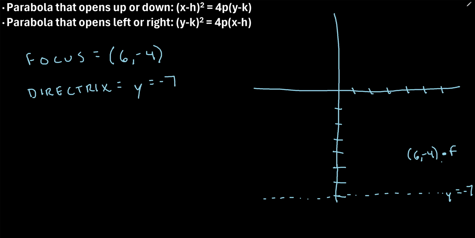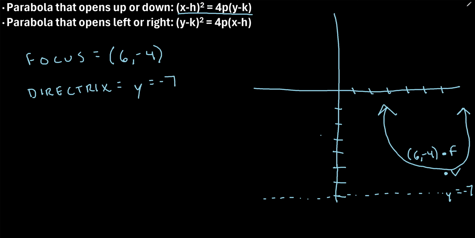So remember, the vertex is located directly between the focus and the directrix. So the vertex is going to be somewhere over here. Let's call it V. And remember that it always opens up towards the focus. So it will open up like this. So we know that this parabola opens up, so we'll be focusing on this equation right here, the first equation.